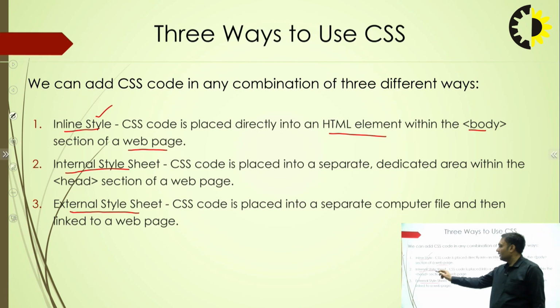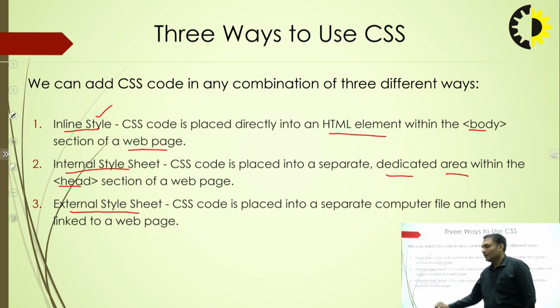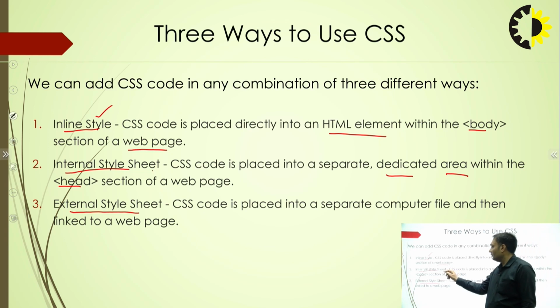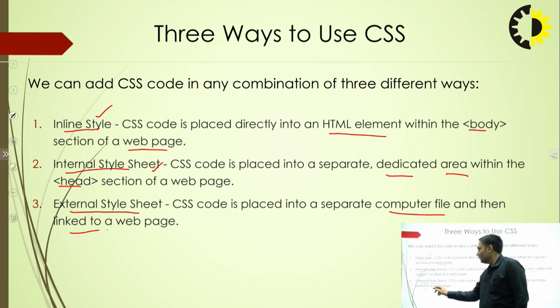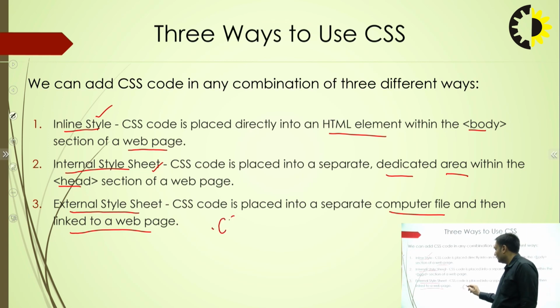Now the second type of CSS is internal CSS, or internal style sheet, where the CSS code is placed into a separate dedicated area within the head section. So if we are applying a CSS rule inside the head section in a dedicated area, then that type of CSS is called internal CSS, or you can say internal style sheet. Now when CSS code is placed into a separate computer file and that file is linked to the web page, then that type of CSS is called external CSS, and this CSS is saved with a .css extension.